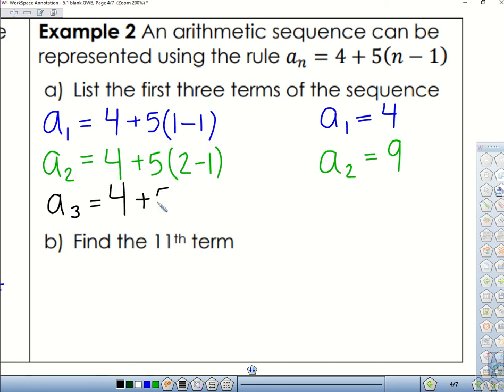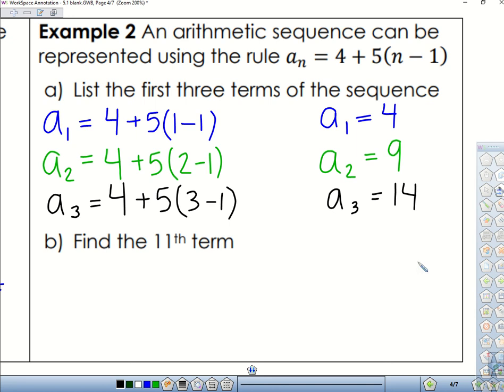4 plus 5 times 3 minus 1. That would give me A3 is equal to 14. So looking at these first three terms, what do you notice the common difference is? Increased by 5. Good. Very good. So it's increasing by 5.